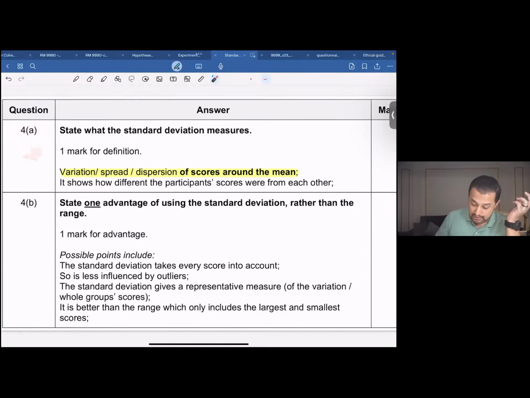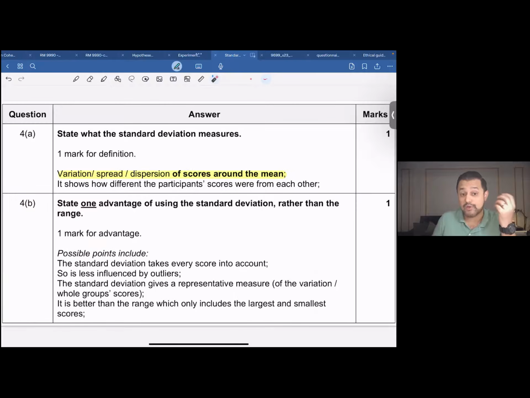The question over here, again from the CA, reads, state what the standard deviation means. Standard deviation is the variation, the spread, the dispersion of scores around the mean. It shows how different the participants' scores were from each other. State one advantage of using the standard deviation rather than the range. We just spoke about this.